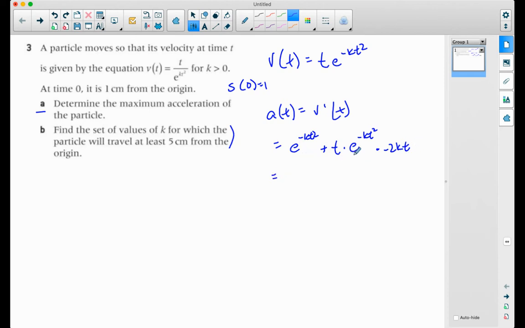Simplifying this bit, I'm going to pull out a factor of e to the negative kt squared, which leaves me with 1 minus 2kt squared.